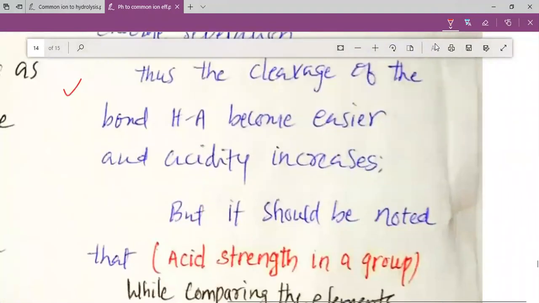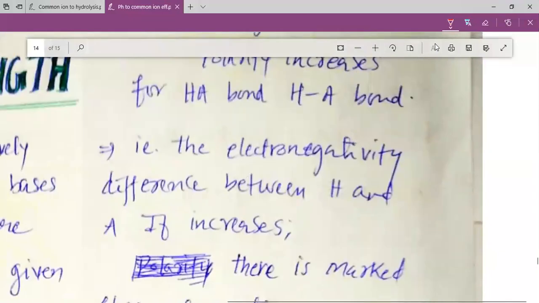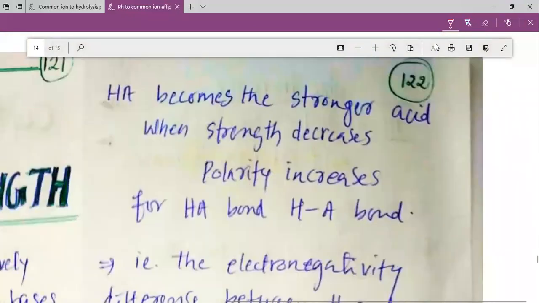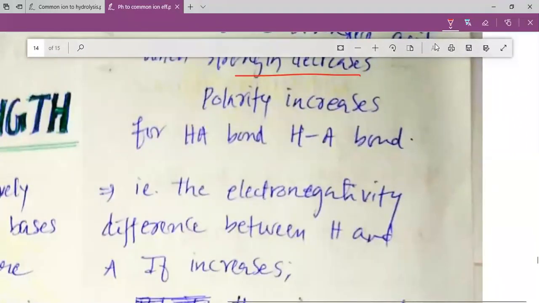Because H plus can be easily released, HA becomes the stronger acid when bond strength decreases. So if the bond strength between H and A decreases, the acid becomes more and more strong. In the same way, my dear students, the polarity of this bond is also important.